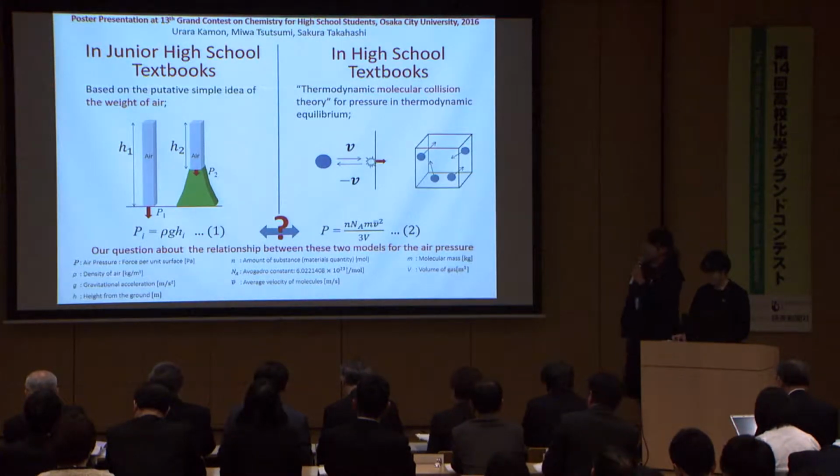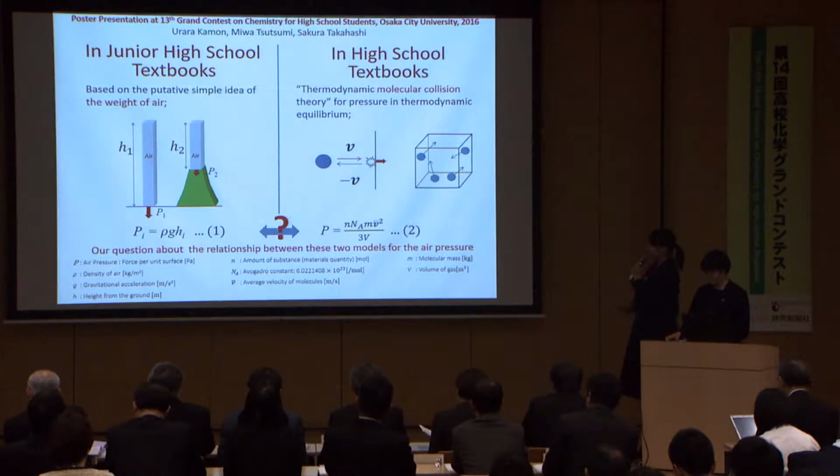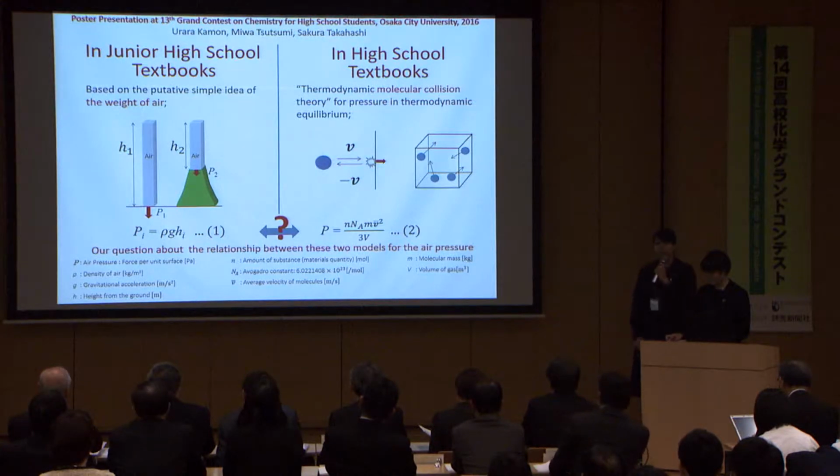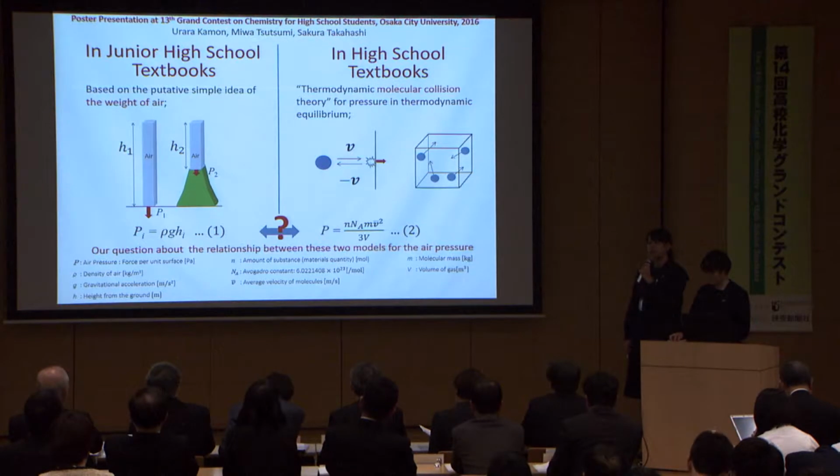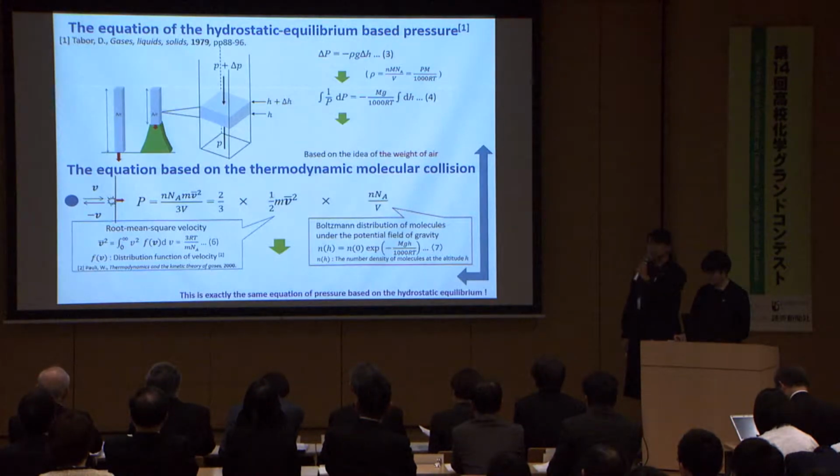This is a short summary of our presentation last year. In junior high school, the atmospheric pressure P was explained by the simple idea of the weight of the air pillars and given by equation 1. On the other hand, in high school, we are taught in a different way. The origin of the air pressure is molecular collision. We learned that the pressure of the atmosphere as an open system can be explained by the kinetic theory of gas. A famous equation, the hydrostatic equilibrium.